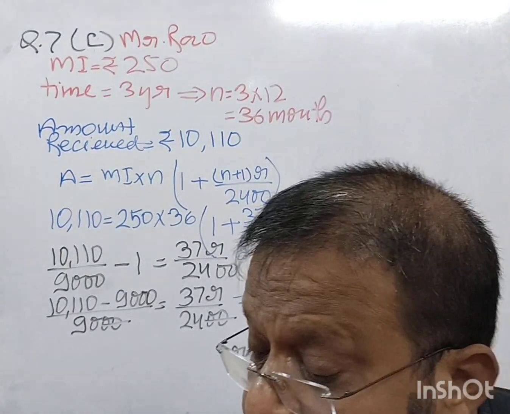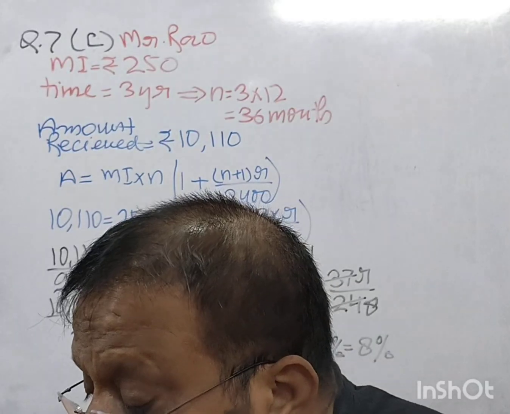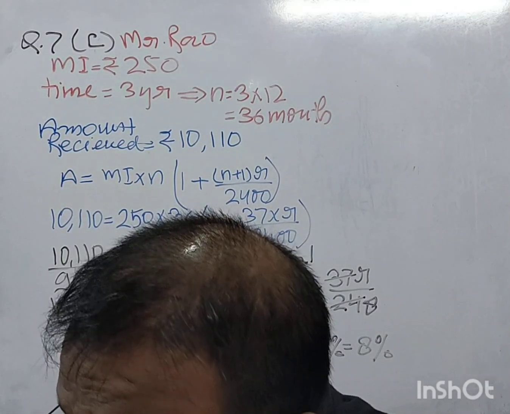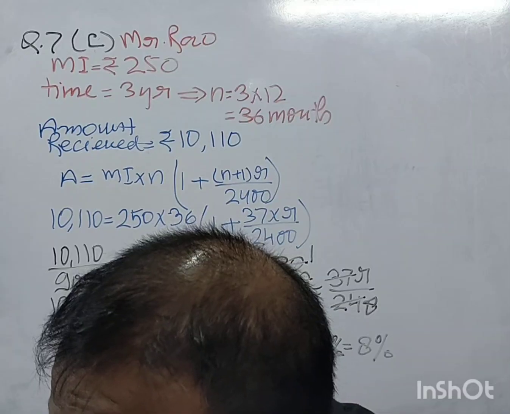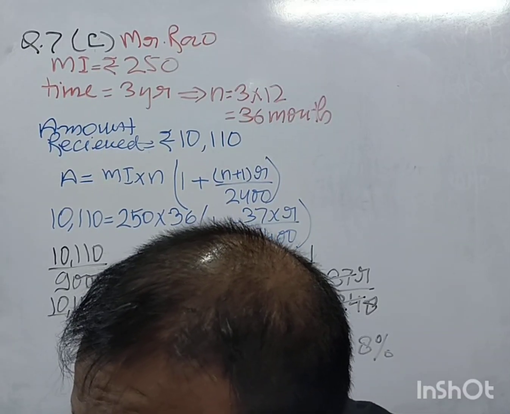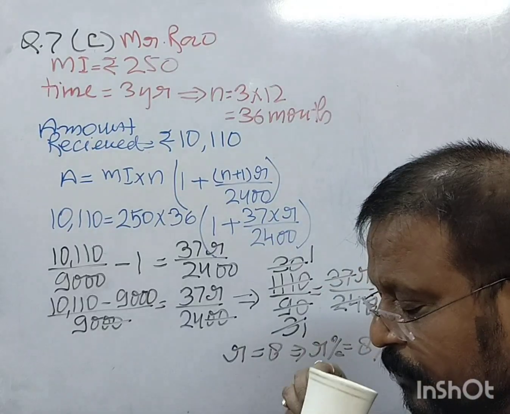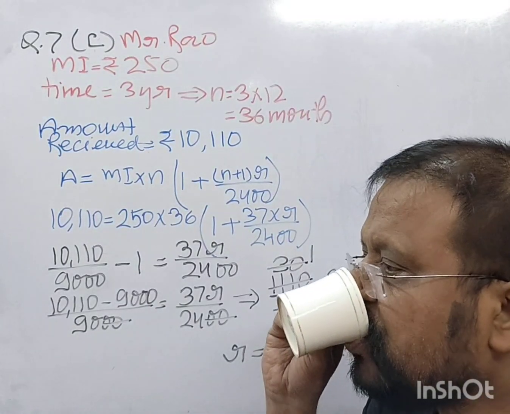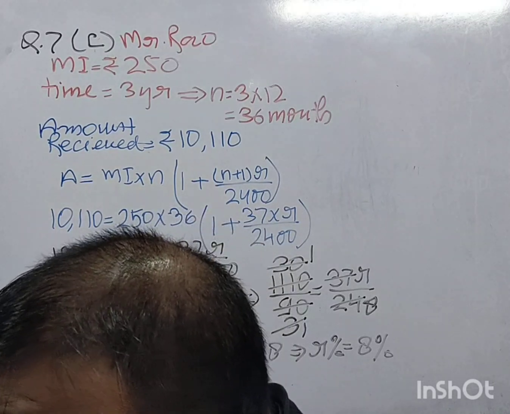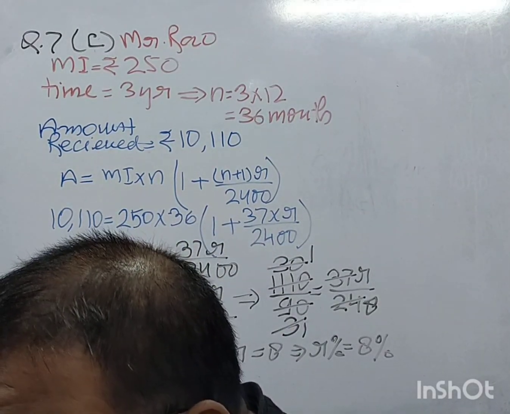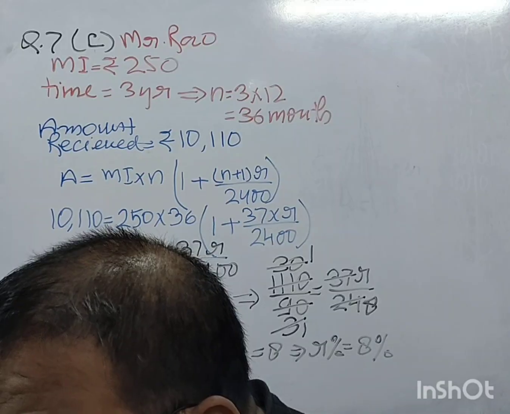Okay. What next was? No. Still, second part was there. How much more interest will Mr. Rao receive if she deposited 50 rupees more per month at the same rate of interest? How much more interest?